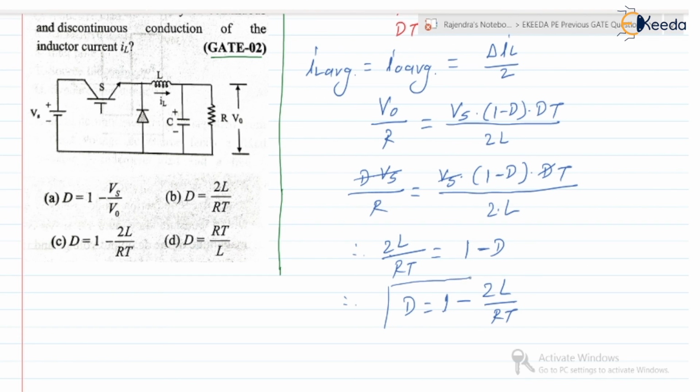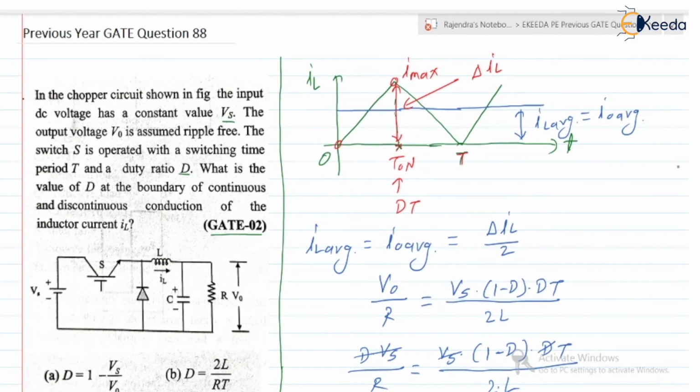This is the expression for the duty cycle D. So if you check the options, the correct option is option C, 1 minus 2L by RT. So this is about the question number 88. In the next video, we are going to discuss the question number 89. Thank you.